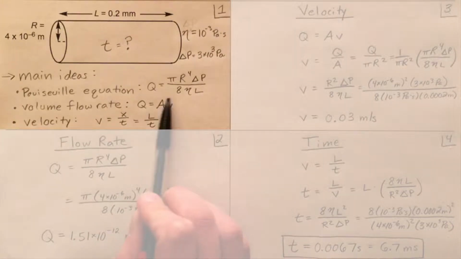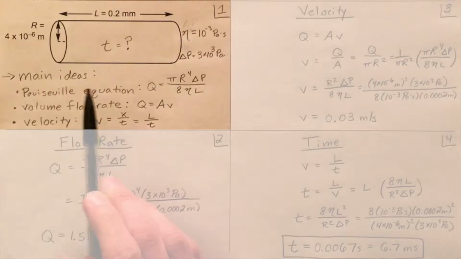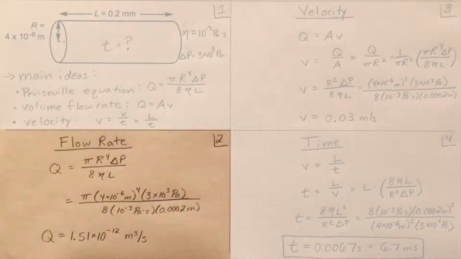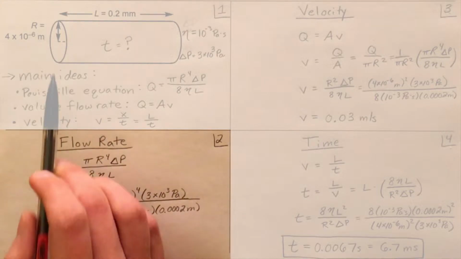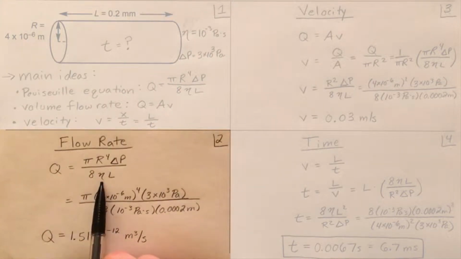And finally, from this velocity, we will use the definition of velocity as distance over time to calculate the time it takes for the fluid to travel from one side of the capillary to the other. First, we apply the Poiseuille equation, where r is the radius of the capillary, delta P is the pressure differential from one side to the other, eta is the viscosity of the fluid, and L is the length of the capillary. Plugging in all the numbers, we can find the volume flow rate to be equal to this number here.